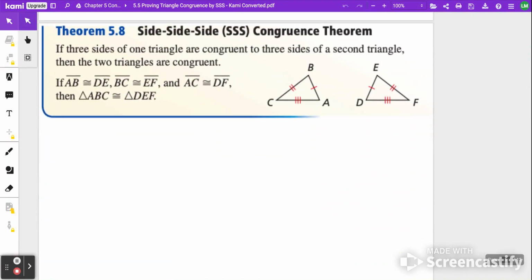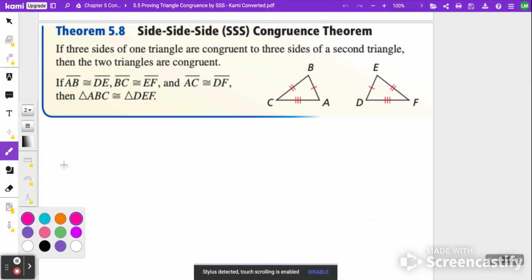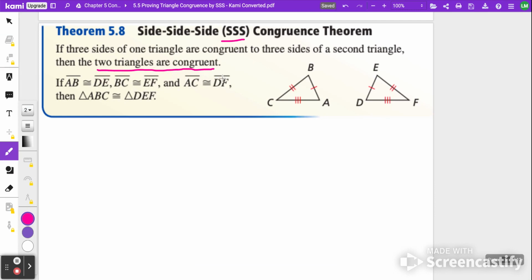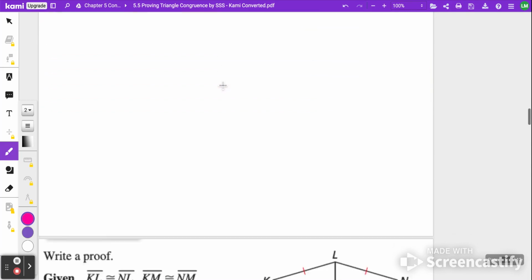First thing we're going to look at is the SSS congruence theorem, and that just means if three sides of one triangle are congruent to three sides of a second triangle, then the two triangles are congruent. This is an obvious theorem. You just have to remember when you can use it and how to prove it. So as we can see here, we know that AB matches DE, BC matches EF, and CA matches FD. So then we can prove that ABC is congruent to DEF.